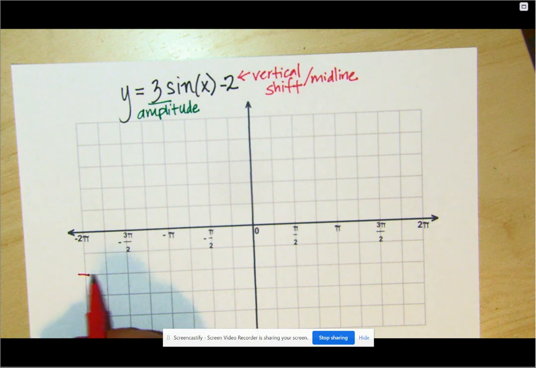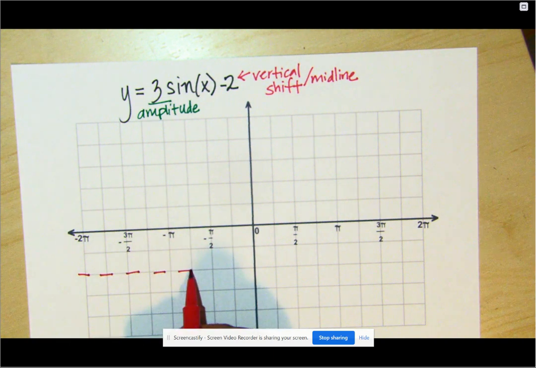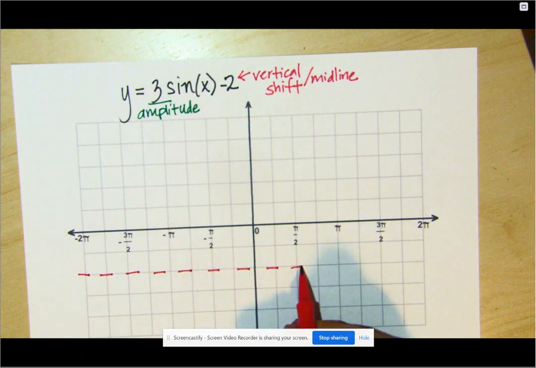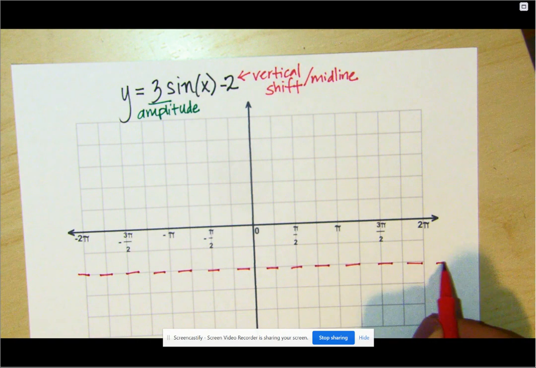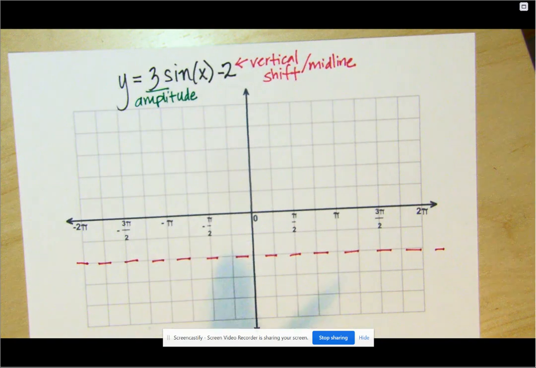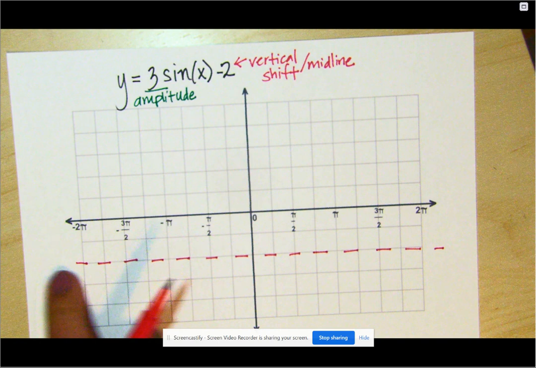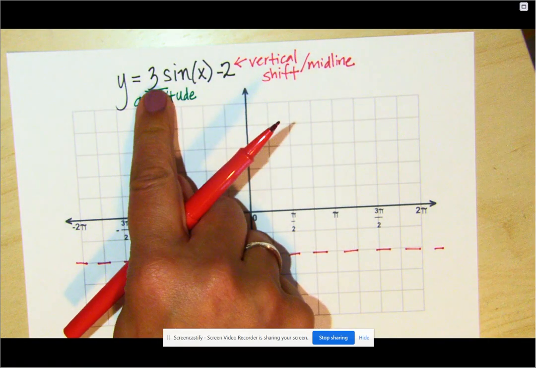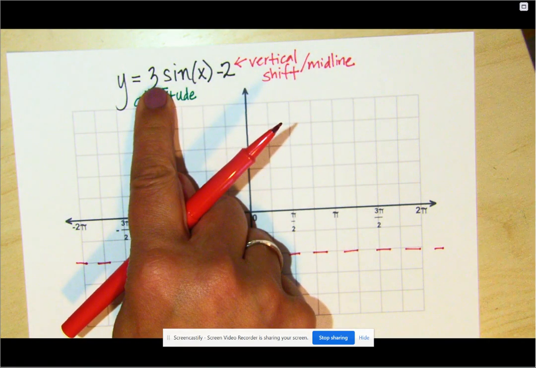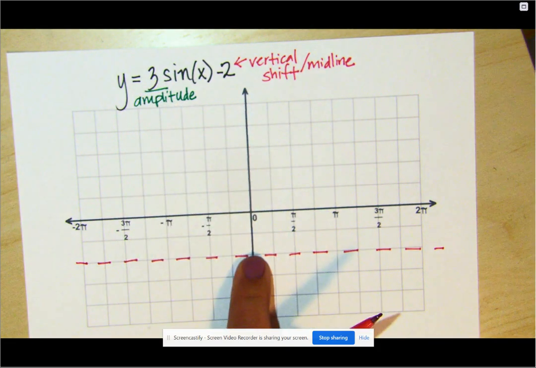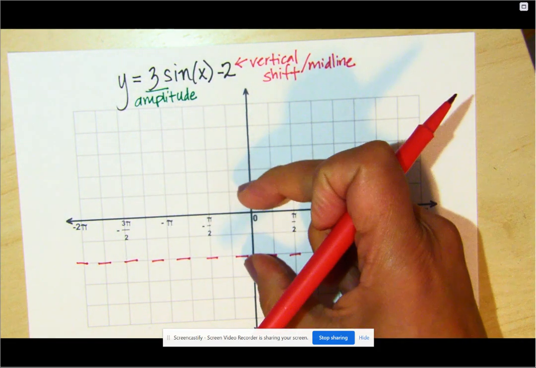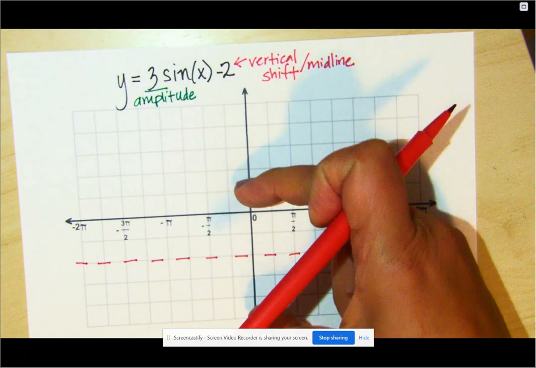Now you don't have to draw this in. And as you practice more, perhaps you don't need to. Okay, so this is like my new x-axis. Okay, now this tells me how far above and how far below my graph is going to go. It's going to go 3 above this, 1, 2, 3, and 3 below.